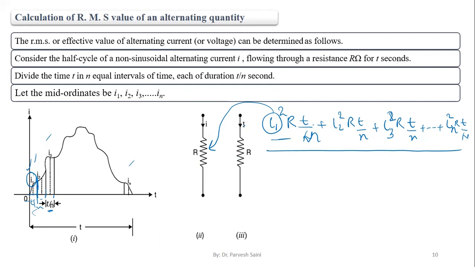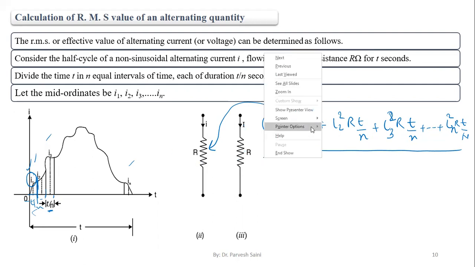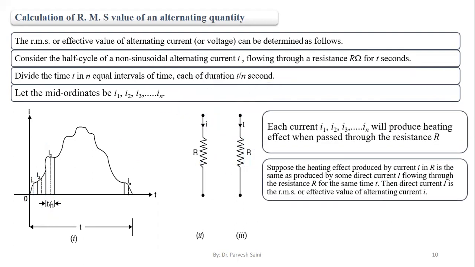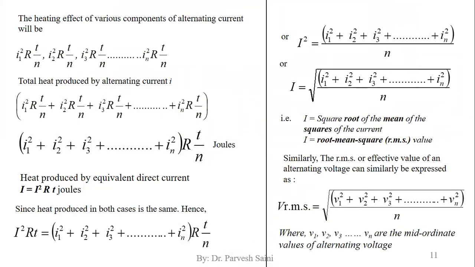Now, if you add all these values, let us see what answer we get. So let us add. I1, I2, I3 are the mid ordinates here. Let us understand the whole derivation. This is the heat produced by I1 in R for T by N duration. This is the heat produced by I2 in R for T by N duration, and so on. If you add all of them, you will get this derivation here, taking R into T by N common because it is common. Now, this is the amount of heat produced by the AC source, right?